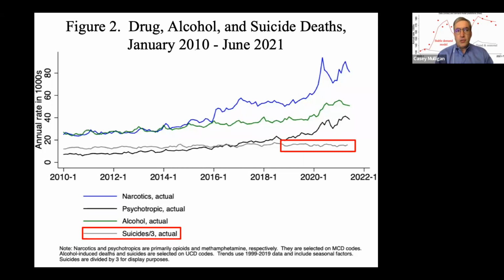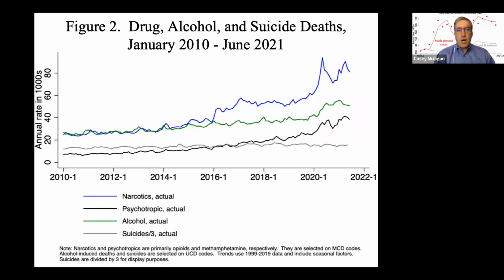Now, suicides are included in this picture, figure 2 from the paper. You might say no news is good news with that series, which I divided by 3 just to keep it out of the way of the others, which are going to be the focus of the paper. But also we may think about these other series differently when we know that suicides did not increase in 2020 and 2021.